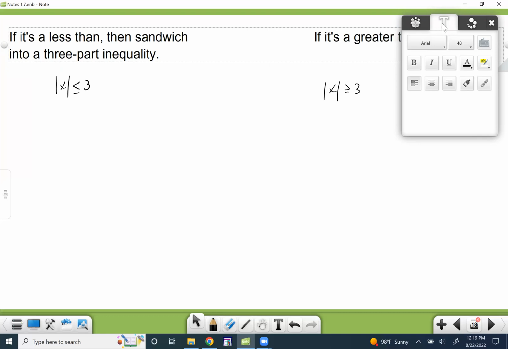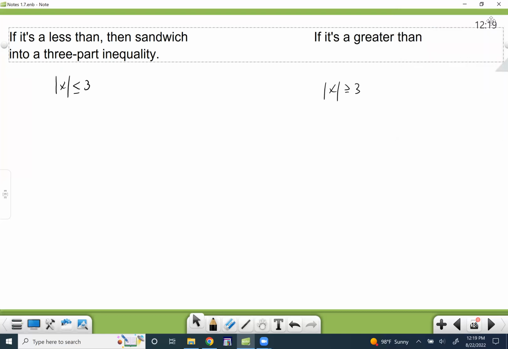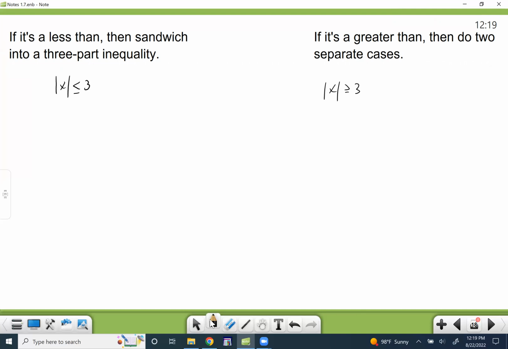Or equal to, right? I'm just basically talking about the sign greater than, or equal to. Do 2 separate cases. Okay. All right, so what that looks like, what the heck do I mean by that, is I would take x, the stuff inside the absolute value bracket, and I would sandwich it between 3 and -3. That would be the first step, okay?